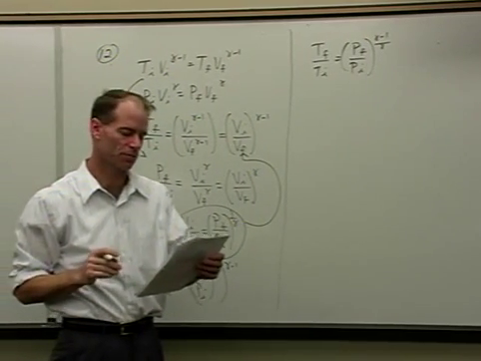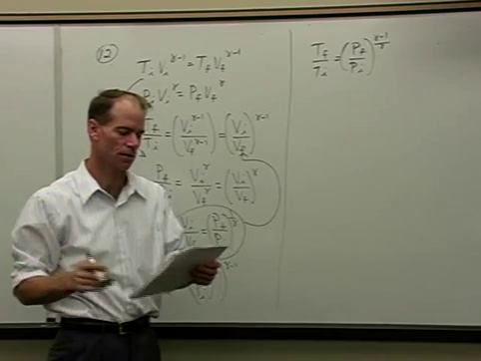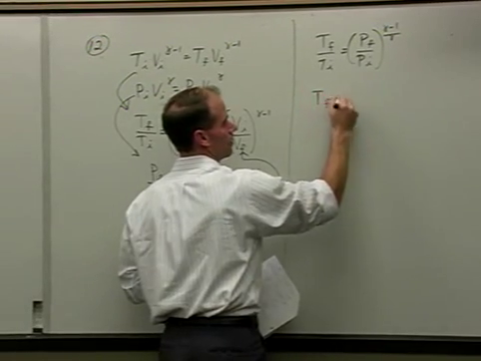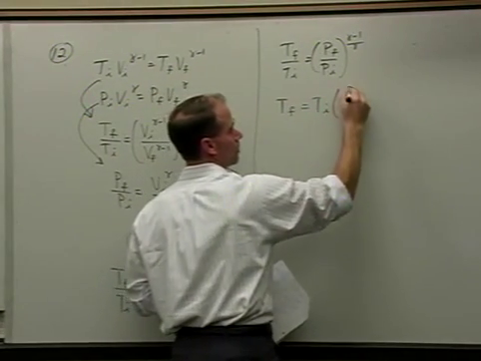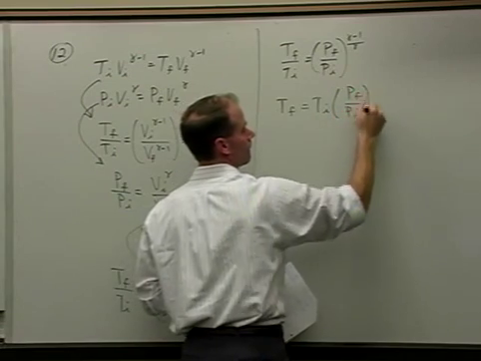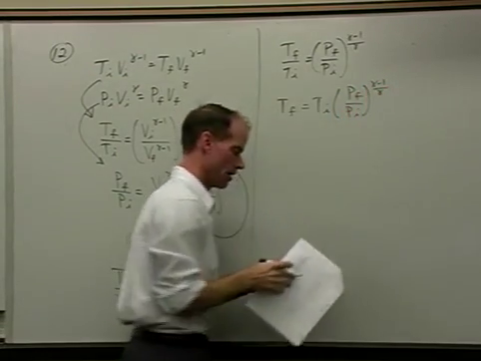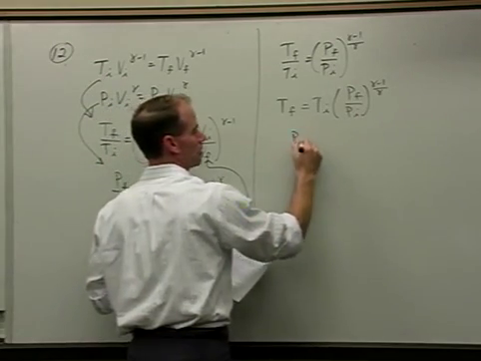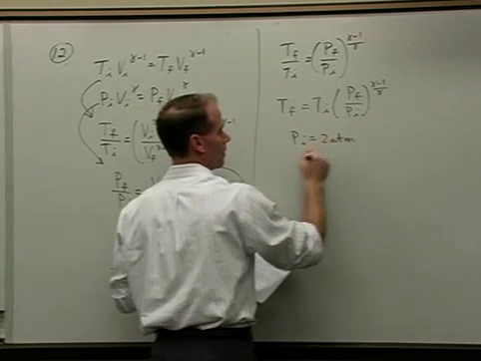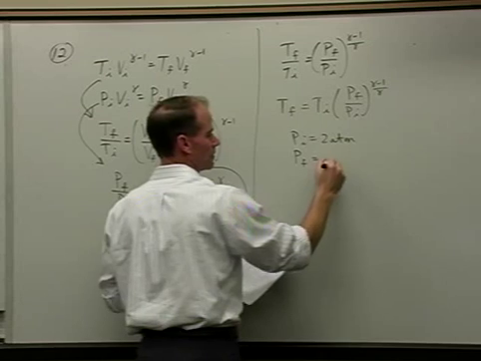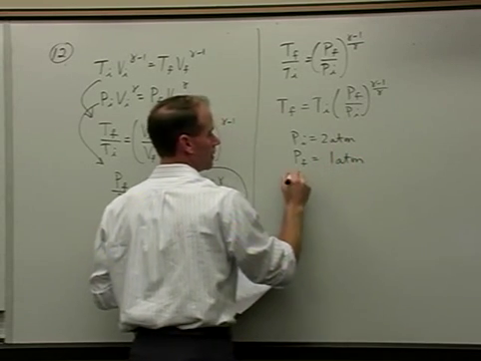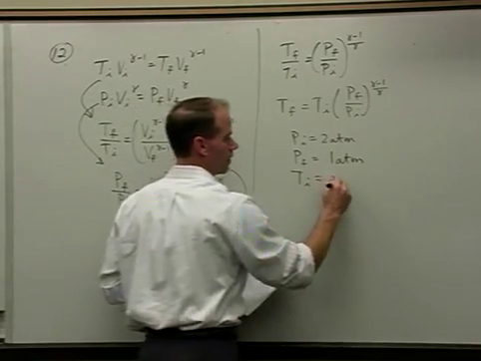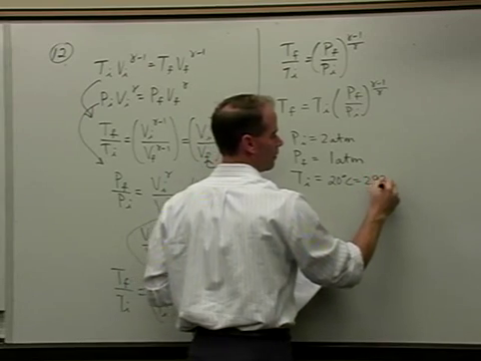We want to find the final temperature based on knowing the initial pressure, the final pressure, and initial temperature. So we're going to say that T final will equal T initial, P final over P initial, to the gamma minus 1 over gamma. And our initial values were P initial was 2 atmospheres, P final was 1 atmosphere, and T initial was 20 degrees centigrade, which would be 293.15 Kelvin.